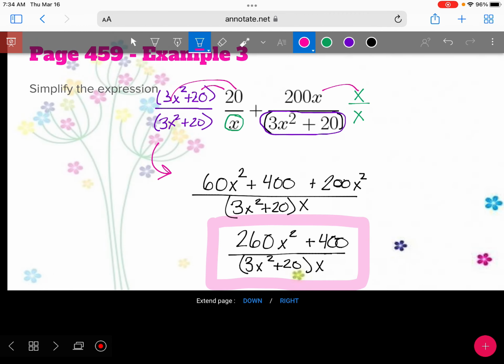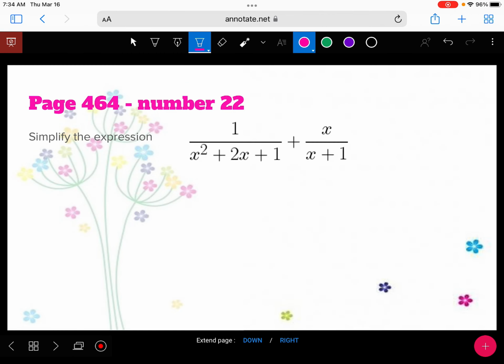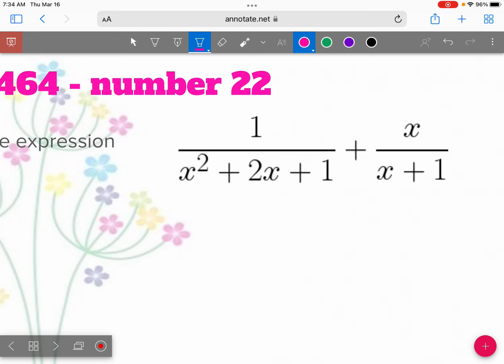We have one more that we're going to do. Okay, and it's kind of gross looking, but it's okay. So we're asked to simplify this. I have 1 over a whole trinomial plus x over x plus 1. So whenever I see a trinomial and we are asked to simplify, our first step is going to be to come in here and see if we can factor this.